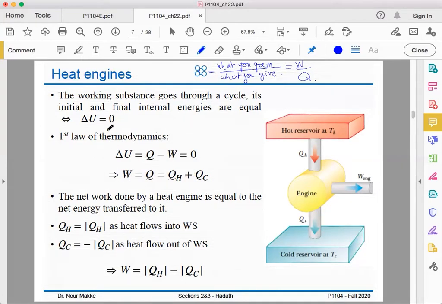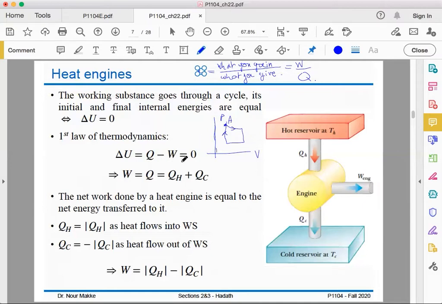Okay, so first of all we know that the working substance goes through a cycle as we have seen previously. So it goes through this PV cycle, and at some point it goes from point A and comes back to this point A, which means that delta U, the variation in the internal energy of this working substance, is simply zero, because it goes from one initial state and gets back to the same state. So if delta U is equal to zero, then let's apply the first law of thermodynamics. According to the first law, delta U is equal to Q minus W.